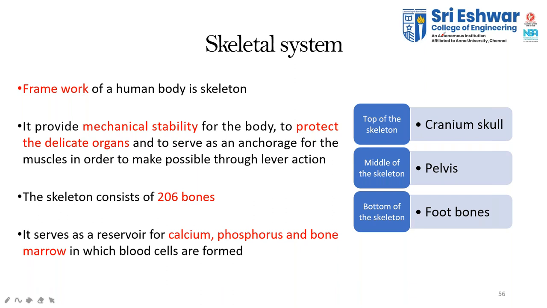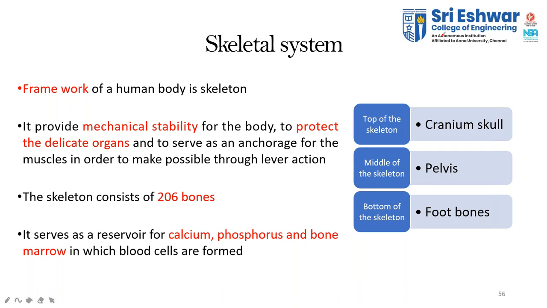We have 206 bones in the human body. It serves as a reservoir for calcium, phosphorus and bone marrow, in which blood cells are formed. The strength of the bone is measured with the help of calcium. If you have weakness in the bones, you are advised to take more calcium and phosphorus rich foods. So this is your skeletal system.